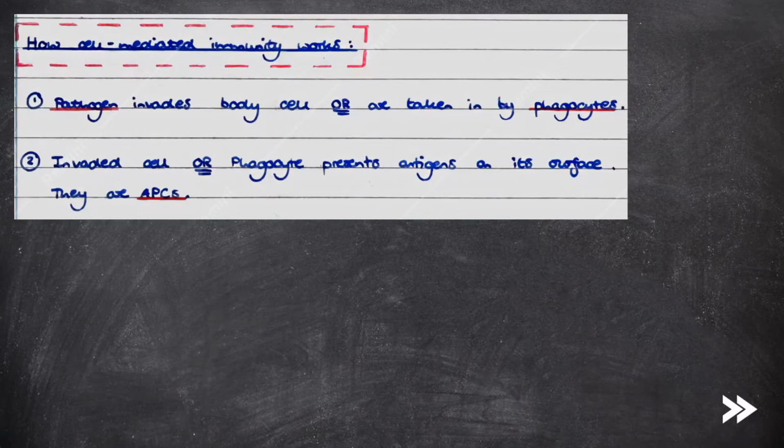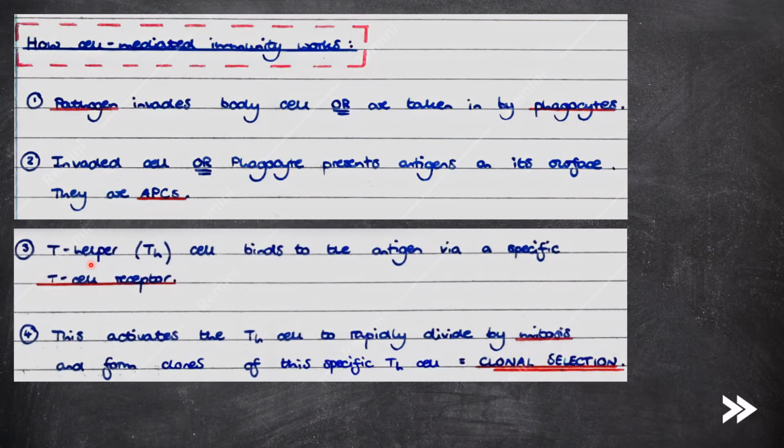So how does cell-mediated immunity work? First of all, a pathogen invades a body cell or is taken in by phagocytosis. Next, the invaded cell, or the phagocyte, presents the antigens of the pathogen on its cell surface membrane. They are APCs. Next, a T helper cell binds to the antigen via a specific T cell receptor. This activates the T helper cell to divide rapidly by mitosis and form clones of this specific T helper cell. This is known as clonal selection.